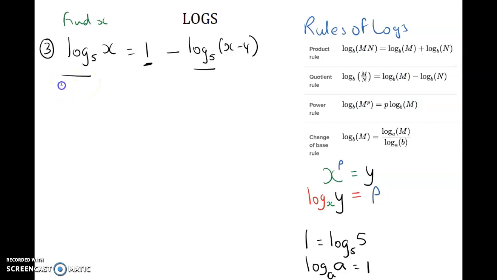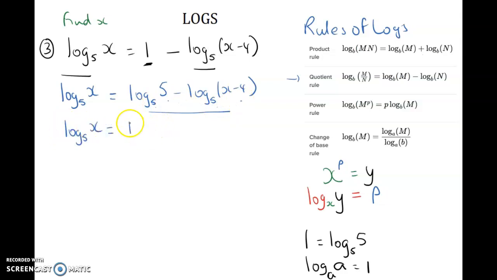Now rewriting the sum, I'll get log 5 of x is equal to log 5 of 5 minus log 5 of x minus 4. Now I can apply the quotient rule to this piece here, because it's log 5 of a value minus log 5 of another value, right? So I'll simply write log 5 of 5 divided by x minus 4, because it will be divided by x minus 4. It's easy to make mistakes here. 5 over x minus 4. Put brackets like this, right?